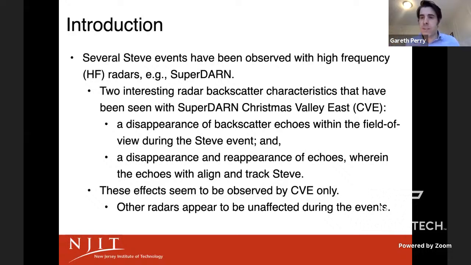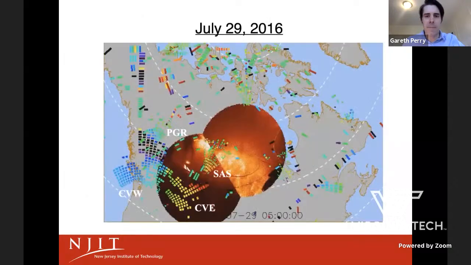That was the first event, which I'll show you in the next slide. And then there's another event where we see that same pattern, radar echoes that disappear when Steve occurs, but then they reappear and form a line of echoes along the optical emission of Steve and follow Steve along. These effects seem to be seen only in one radar, Christmas Valley East. And so, as Neil Zeller introduced me to the Alberta Auroral Chasers' expression, I put the pants on and got to work, at Bea's request.